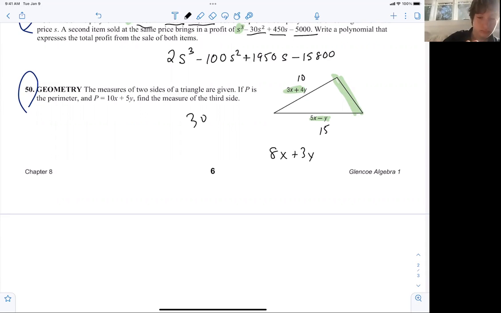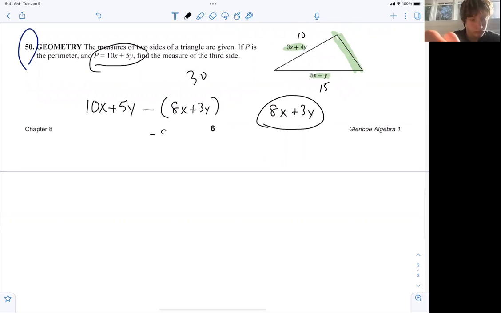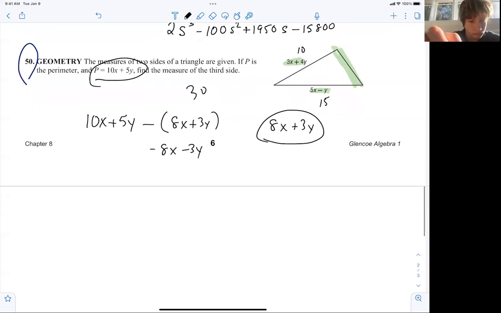Now, we did 8x plus 3y. Then he said, subtract that from this. So you're supposed to write down 10x plus 5y minus that whole thing, 8x plus 3y. That was the problem that most people ran into. They didn't distribute the negative. So technically that's subtracting 8x and subtracting 3y. So then that side right here is 2x plus 2y.